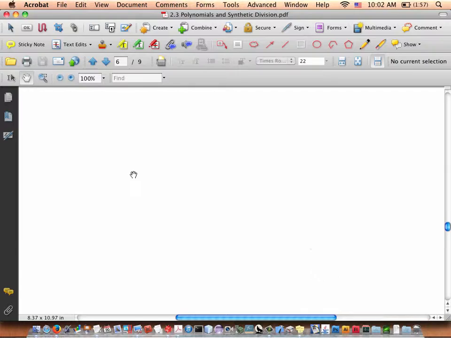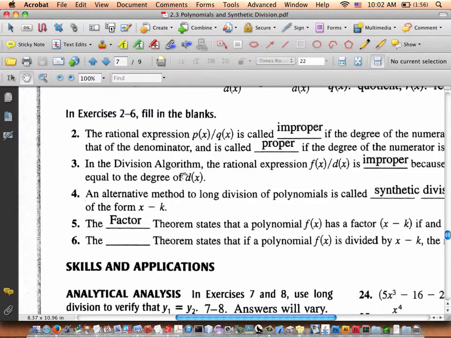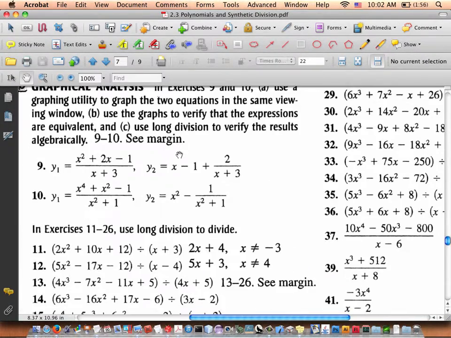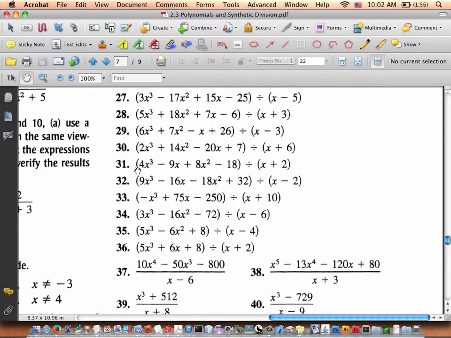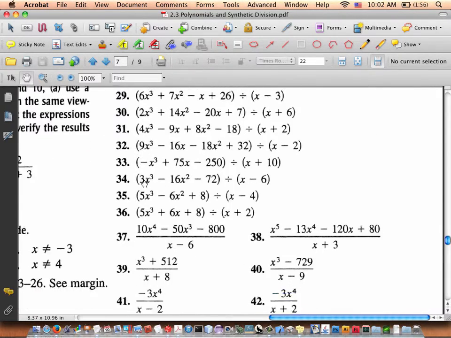Wait, what if you get a remainder that's not 0? Good question, because that's exactly where I'm going next. What if you get something that's not a remainder of 0, which can actually happen quite a bit?